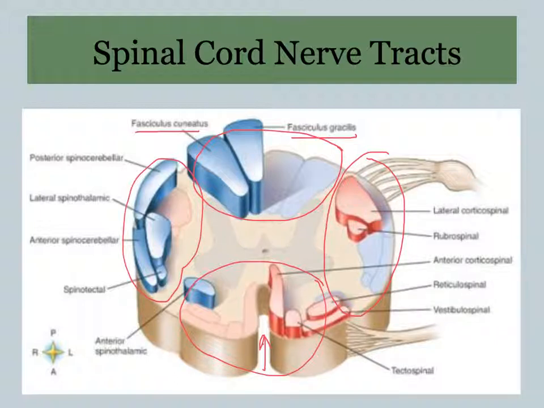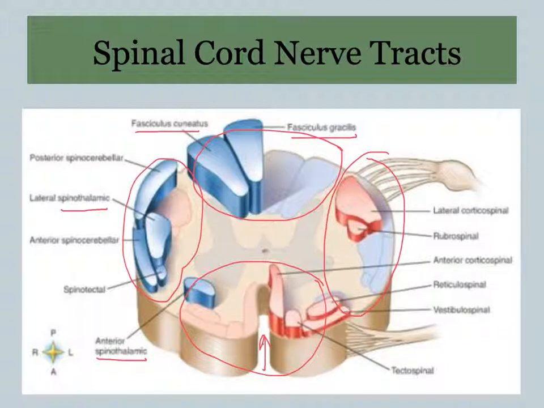Then we have the spinothalamic. There's an anterior and a lateral spinothalamic tract, and the name tells you these are things that are going from your spinal column to your thalamus. The thalamus, if you remember in the central nervous system video, we talked about how that's where all of the sensory information comes in and gets analyzed and determined whether it's important or not. So again, things like pain and temperature and touch and pressure, things that you might want to decide whether it's important or not, go through the spinothalamic tract.